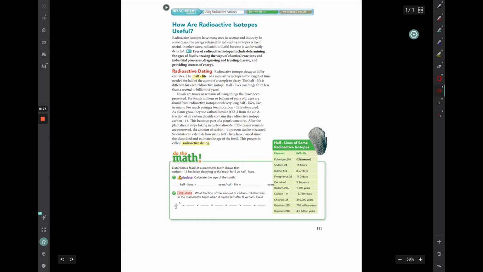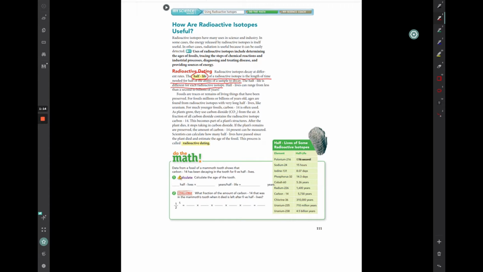One of the first things we're going to look at is radioactive dating. As these isotopes decay over time, there's a definite known time for how long it takes the isotope to decay. We call that the half-life. So the half-life of a radioactive isotope is the length of time needed for half the atoms of a sample to decay. And that half-life is different for each radioactive isotope. They can range from just a few seconds to billions of years.